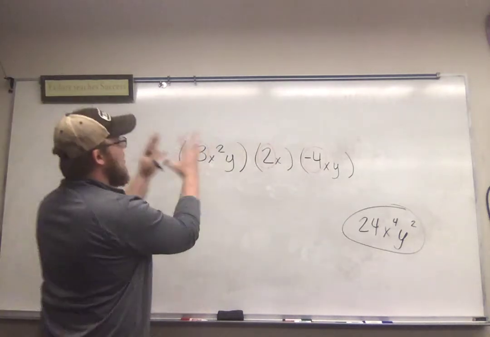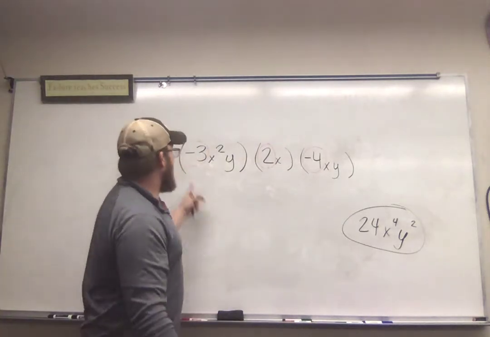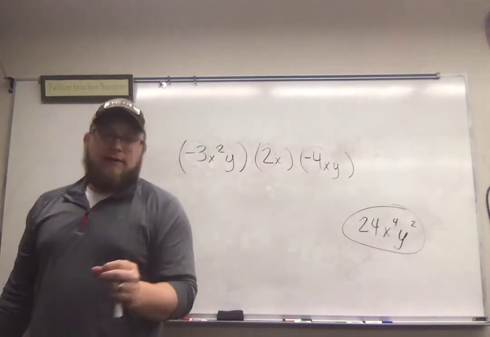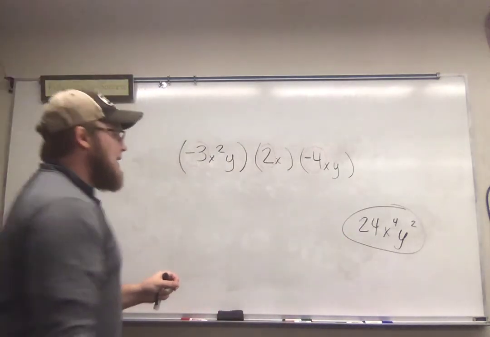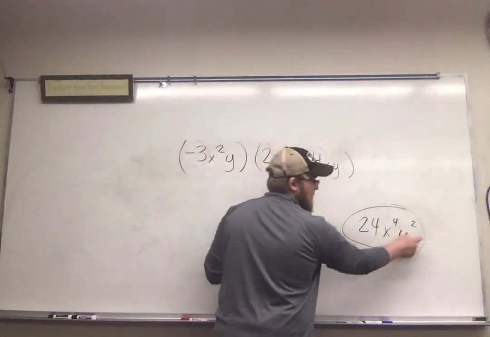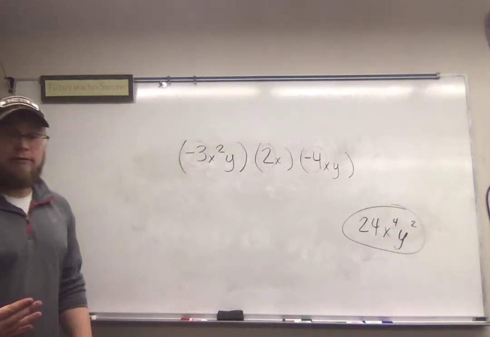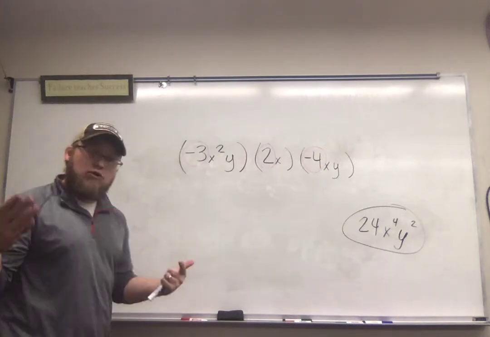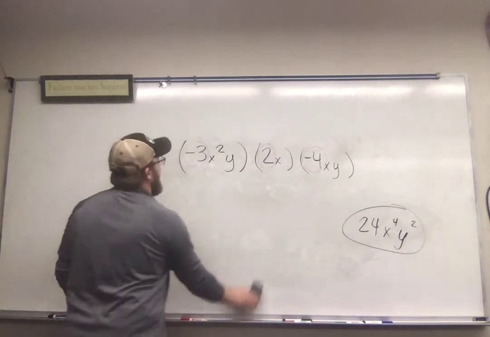If you were to combine all these together, just like we did, you multiply the numbers. That's how we got 24. You add the letters. That's how we got x to the 4th and y squared. Okay, so I hope that one helped there. Let's move on to example 2. We'll try another one here.